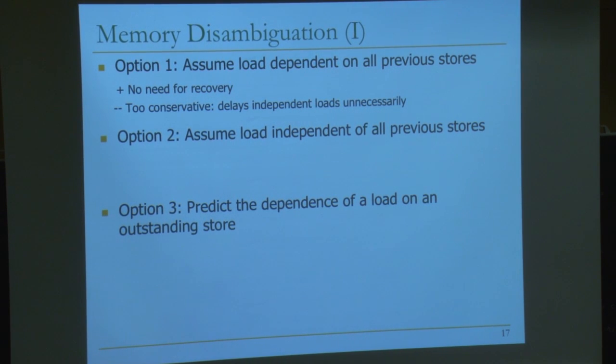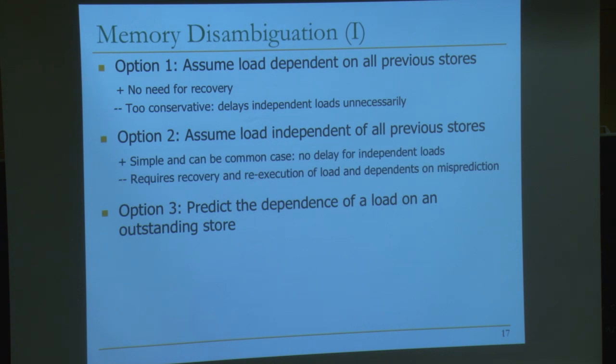You can assume load is independent of all previous stores. This is very aggressive. This is simple because you don't need a prediction mechanism like you have in option 3, and it can be the common case. In this case, there's no delay for independent loads, right? If the load is actually independent, you just execute it right away when its address becomes available, which is nice. The problem is if you're wrong, now you require recovery and re-execution of the load and the dependents, or everything that comes after it. Right.